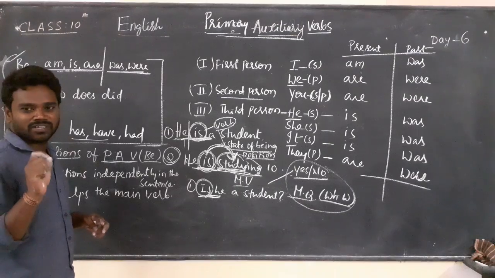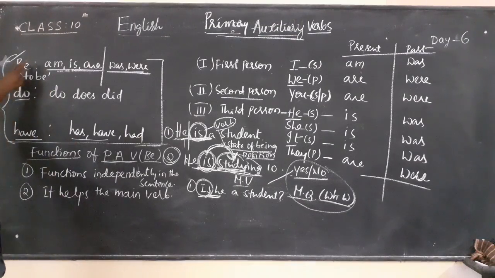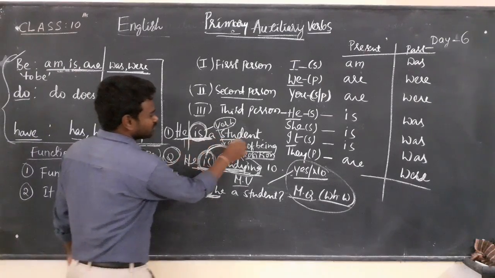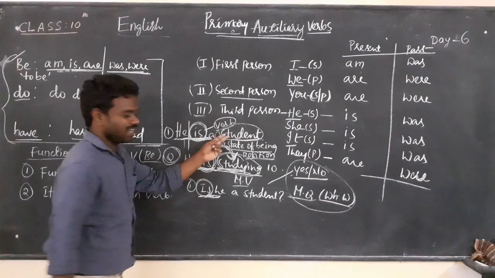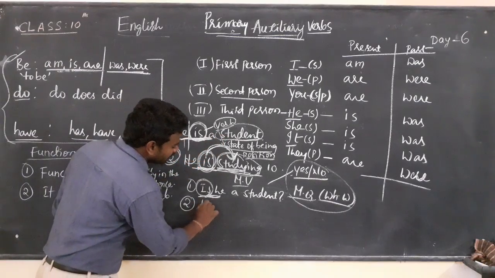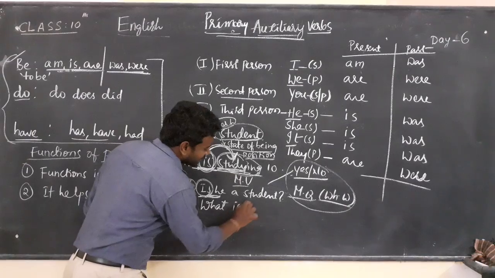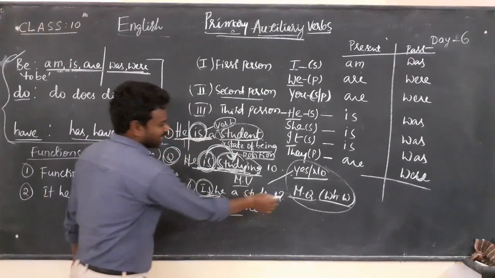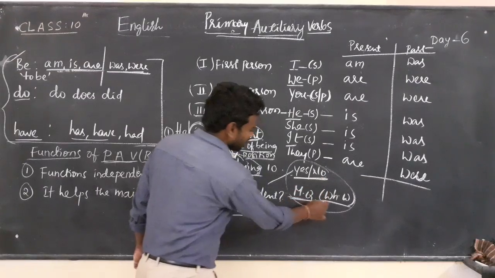The very important use: all these primary auxiliaries, be forms, do forms and have forms, their main function is to help frame questions. Is he a student? When I frame this question, I should get the answer student. How do I frame it? What is he? He is a student. What is here is a main question. So yes/no question, main question.